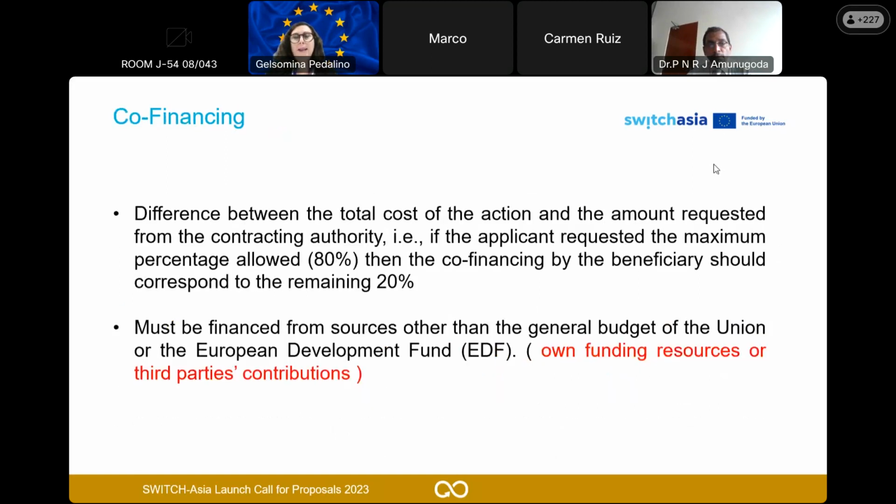What is the co-financing here? You know that the project can be covered up to 80% of the direct eligible cost, or goes up to 90% if the action will take place in the least developed countries. The co-financing is the difference between the total cost of the action and the amount requested from the contracting authority. Of course, if the applicant asks for 80%, the remaining 20% has to be allocated using own resources or third-party contribution.